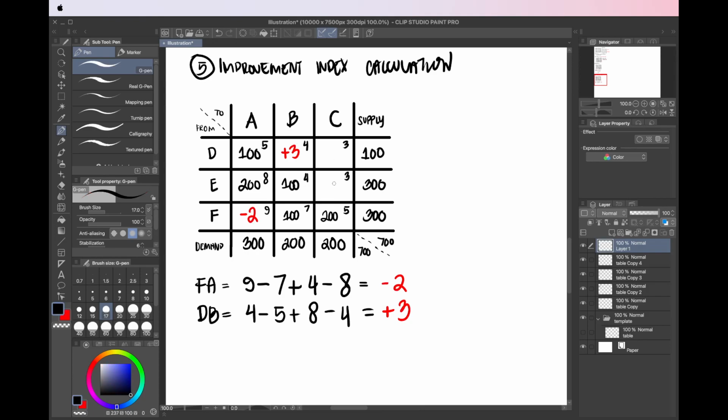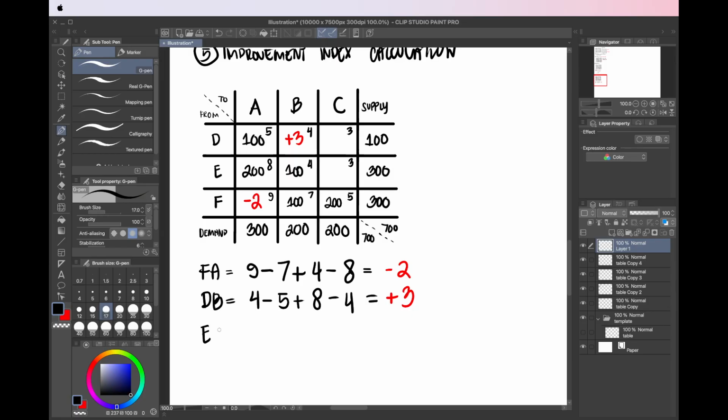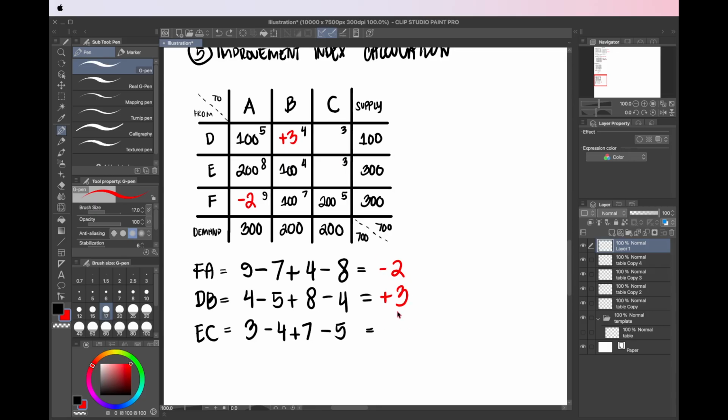Then let's say I want to calculate this one. So EC would be 3, okay, 3 minus 4 plus 7 minus 5, right? Because 3 minus 4 plus 7 minus 5, and now we're back here. So we created that closed loop. Then with the power of the calculator, let's just do this. So this is 1.